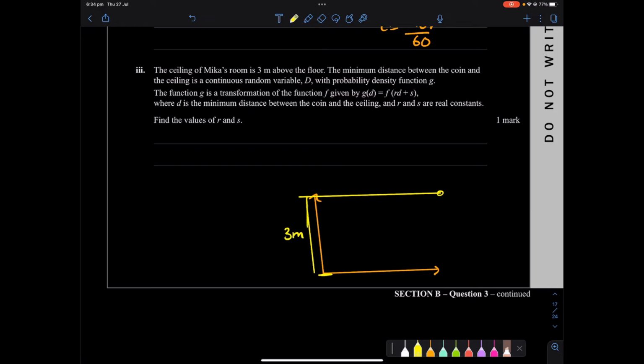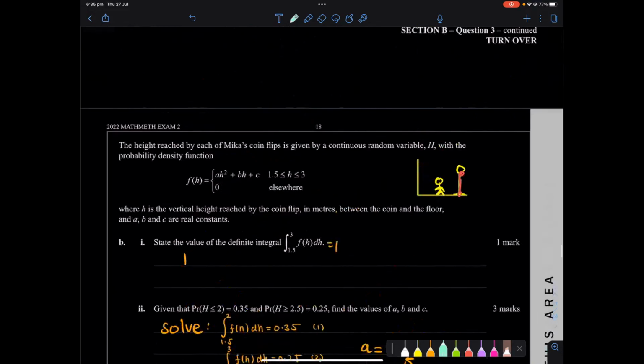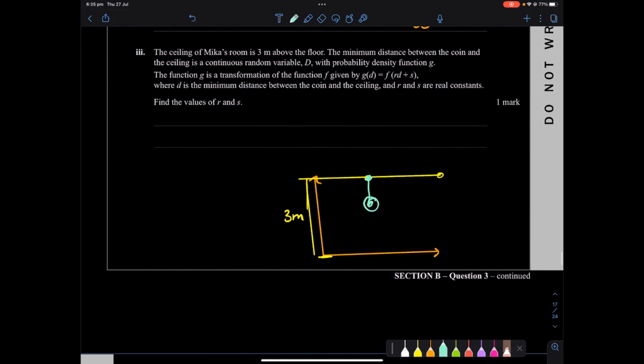The minimum distance between the coin and the ceiling. So we're saying from here to, let's say here, that's where the coin is. So the minimum distance between the coin and the ceiling is a continuous random variable d with the probability density function g. The function g is a transformation of function f, which was this one over here, given by g(d) where d is the minimum distance between the coin and ceiling, r and s are real constants. Find the values of r and s.